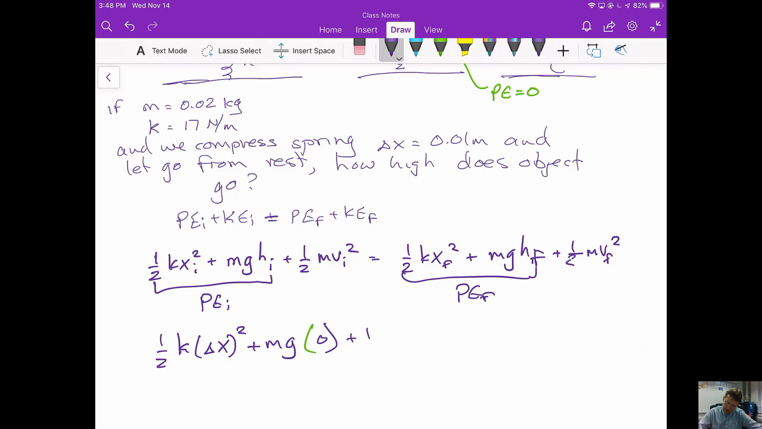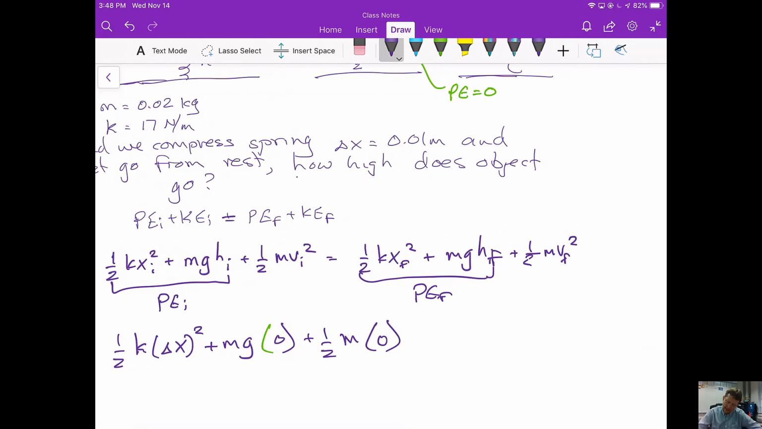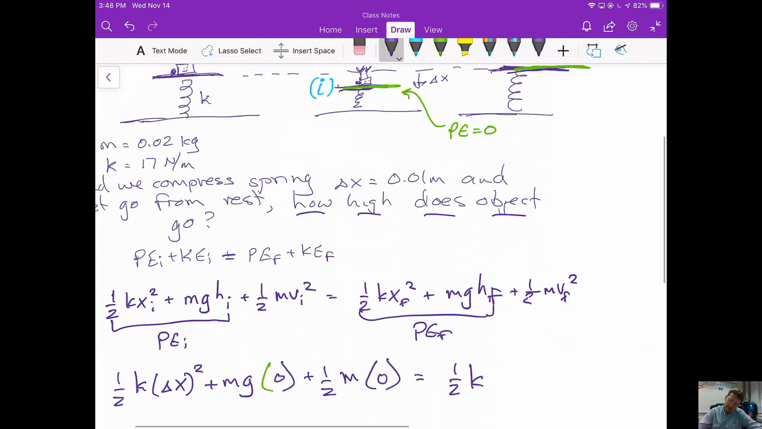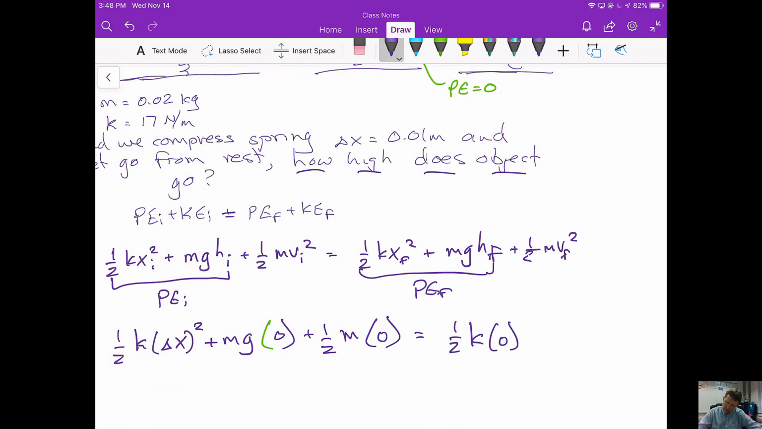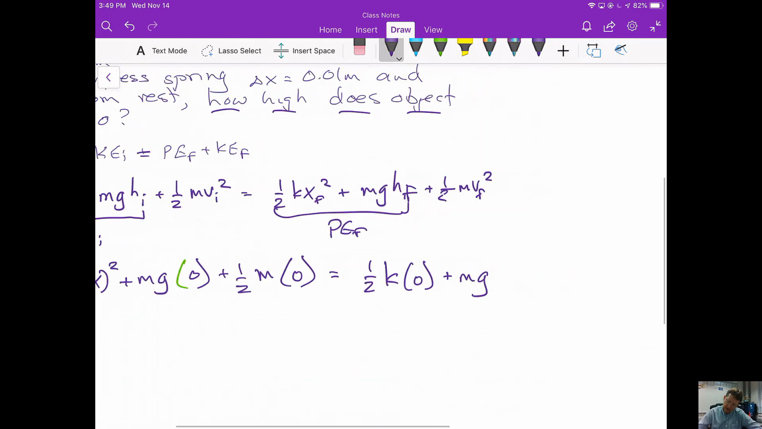What's the initial velocity of Jack? Jack's initial velocity starts from rest. Remember, we're asking how high does he go? That's initial. Final, 1/2 k. What is the final stretching or compression of the spring? Look at the picture. Is the spring compressed or stretched? The answer is no. So the final compression or stretching is 0. What is m g h final? It's the height above our 0. The height above our 0 is h plus delta x. So m g h final is m g times h plus delta x.